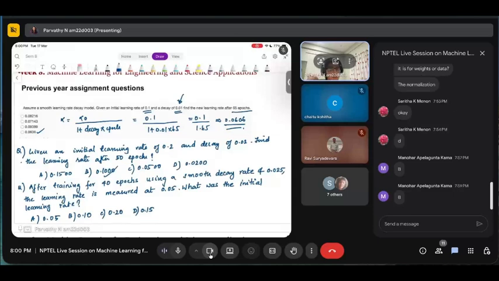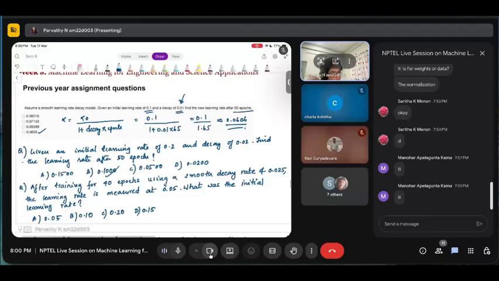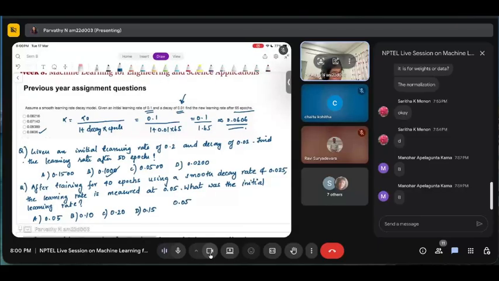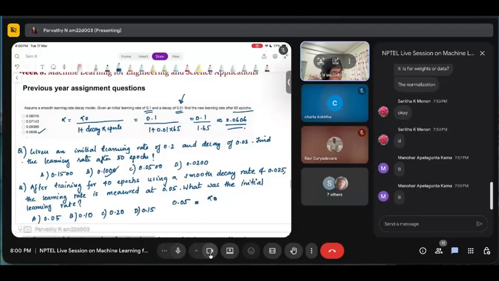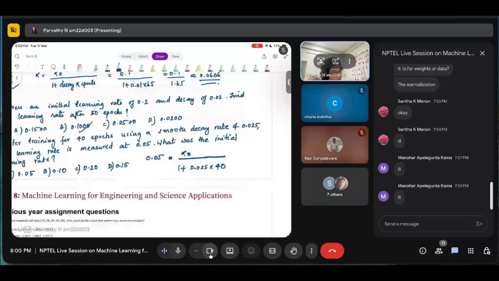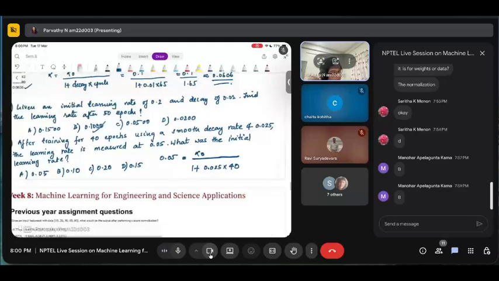Yeah. So here, instead of alpha, alpha 0 is asked. So alpha is given to be 0.05. So 0.05 is equal to alpha 0 divided by 1 plus 0.025 into the number of epochs, which is 40. So when you calculate this, you get alpha 0 to be 0.10.